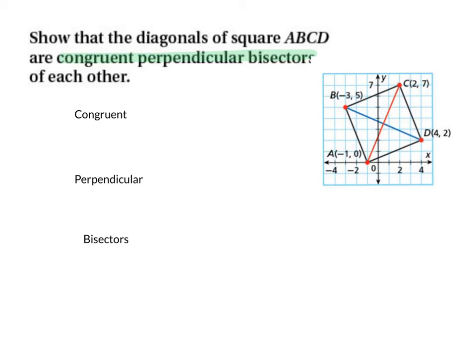So let's look at what diagonals we've been talking about. BD and CA. We first want to show that they're congruent. The way that you find the length, and you should know this from the Chapter 7 project, of those lines would be to do the distance formula. So if you remember, it's x2 minus x1 squared plus y2 minus y1 squared. And then take the square root of all of that.